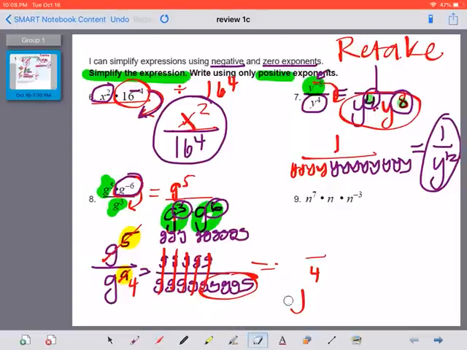I wrote that a little bit big. We have one question left. I'm going to make that a little bit smaller. 1 over g to the power of 4.